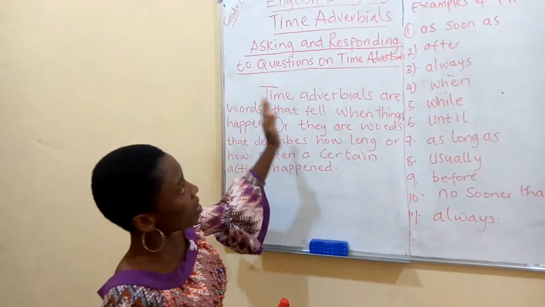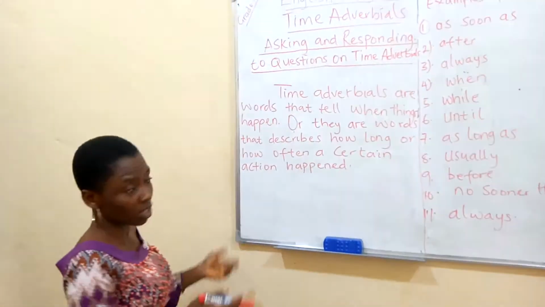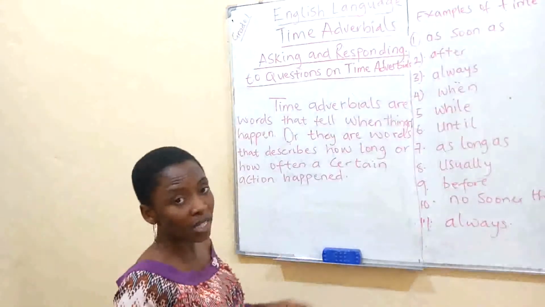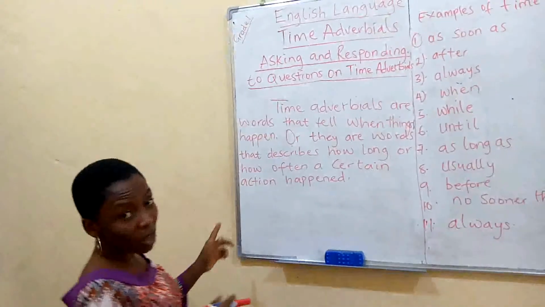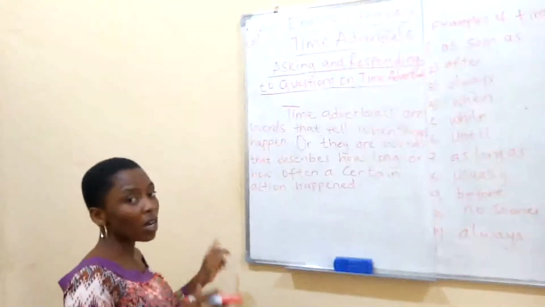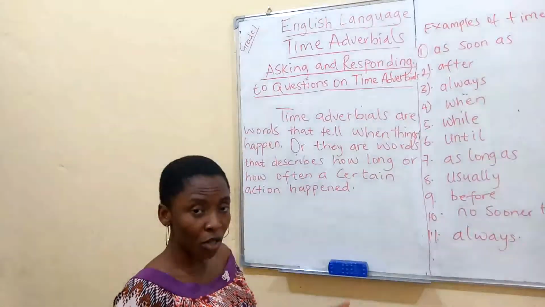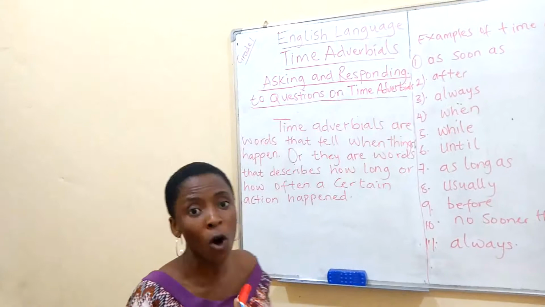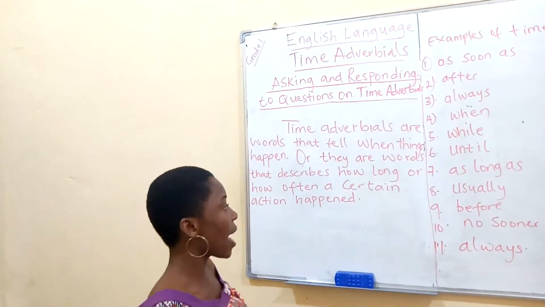Remember, we are asking and responding to questions on time adverbials. Remember that time adverbials are words that tell when things happen, or you can also say that they are words that describe how long or how often an action happened.